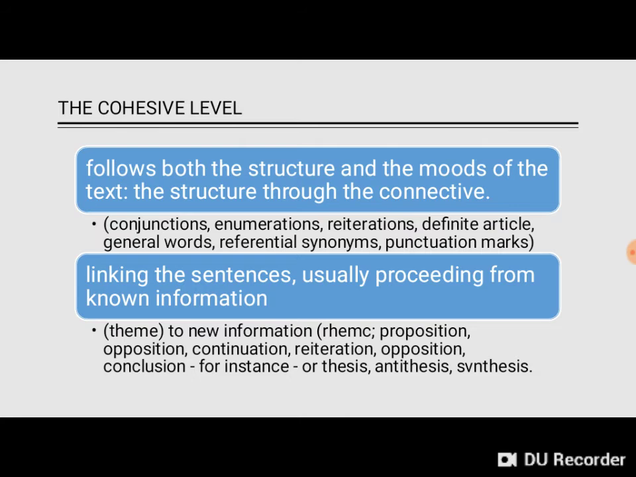The cohesive level. Beyond the second factual level of translation, there is a third, a generalized level linking the first and second levels, which you have to bear in mind. This is the cohesive level. It follows both the structure and the moods of the text. The structure through the connective words like conjunctions, enumerations, reiterations, definite article, general words, referential synonyms, punctuation marks, linking the sentences, usually proceeding from old information to new information.